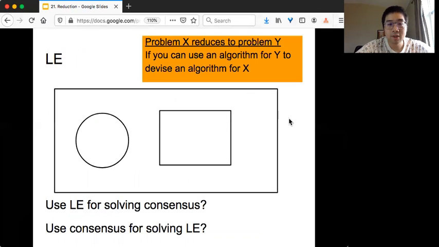Again, we are going to use reduction: we use something small to build something larger. Something that directly comes to mind is that we have asynchrony and we have crashes, so the first thing you should think about is FLP. It is impossible to solve consensus under this model. Then the next question is, should I use leader election to solve consensus, or should I use consensus to solve leader election, so that we can actually prove that leader election is impossible? Let's start with one side.